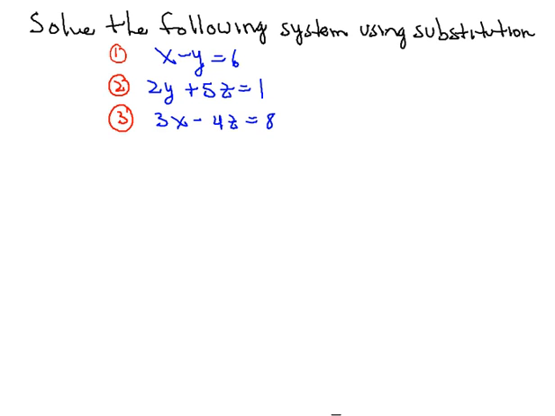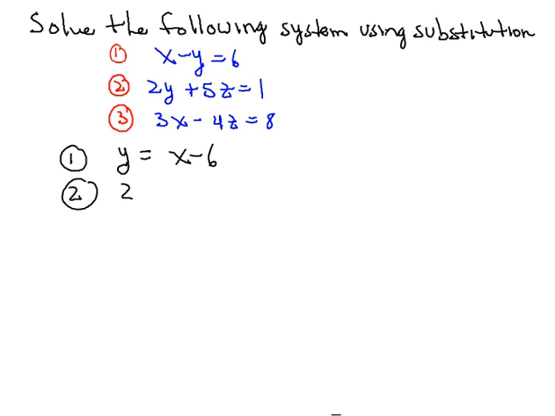Now as you scan the three equations here, which you'll notice I've labeled for easy reference and would recommend you do the same thing, it would be easiest to solve equation 1 for either x or y. If you use equations 2 or 3, solving for any of the variables there would definitely involve fractions. So I'm going to choose to solve equation 1 for y. So we'll have then y is equal to x minus 6. Now what I'm going to do is to substitute that value for y into equation 2.